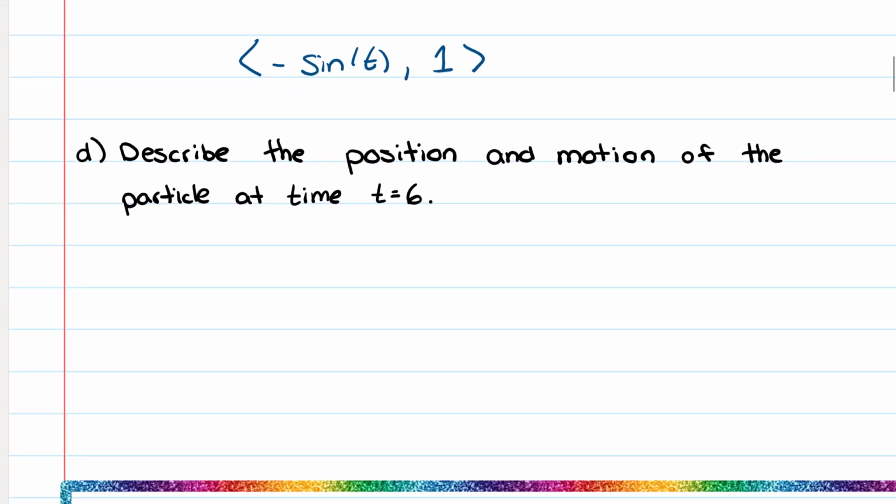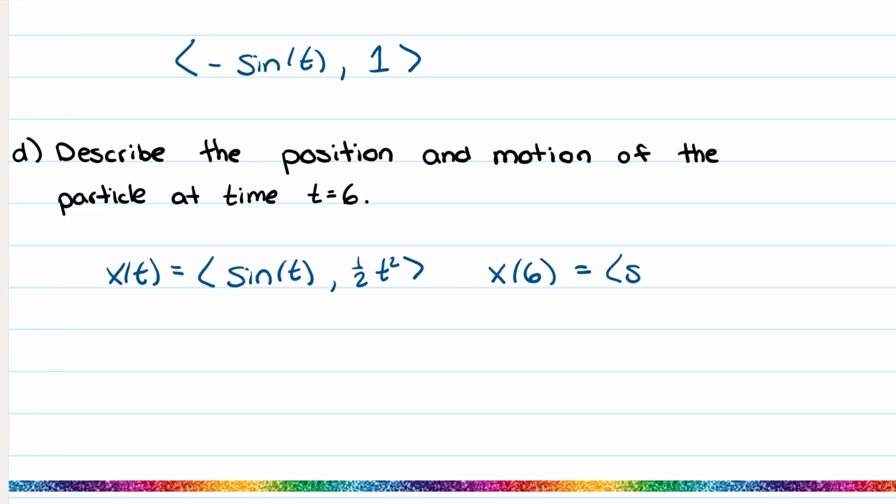So for part D, it says describe the position and motion of the particle when t equals 6. Well, we typically denote position as x of t, and that's going to be sine of t, comma 1/2 t squared. So then our position at time 6 is just going to be sine of 6, and that's just a number, and 18. And all I did was plug in 6 for t.